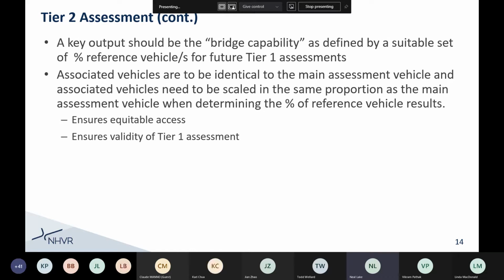Now, one really important point in Tier 2 assessment, and practice does vary around Australia, but I think this is a really important point. When you do Tier 2 assessment, what you have is your main vehicle that you're considering, and you also need to put vehicles in the other lanes as well. Those vehicles in the other lanes are called associated vehicles or associated lane vehicles. What's really important is that those vehicles are identical to the main assessment vehicle. Right, now that is a really important concept.